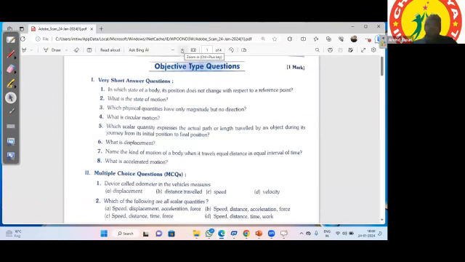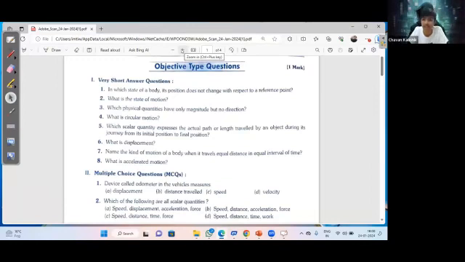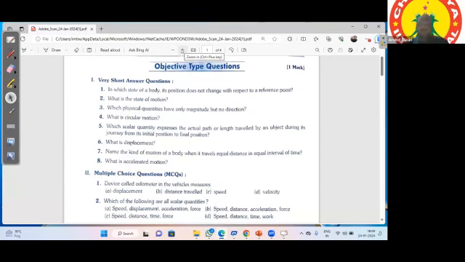Yeah, Chavan, Kaushik, what is the state of motion? Chavan, can you give the answer? What is the state of motion? You are muted. Unmute yourself first. Yes, sir. The state of motion is defined by its velocity, right? No, you are not concentrating. How do we define the state of motion? Prince, how do we define the state of motion?